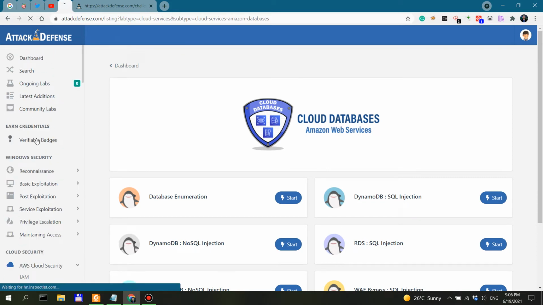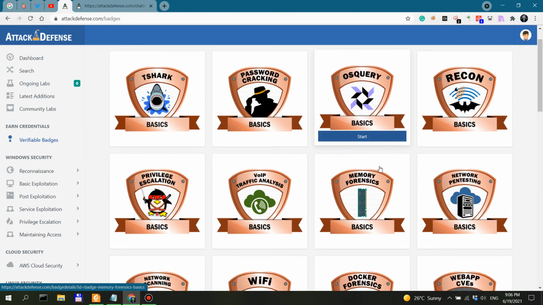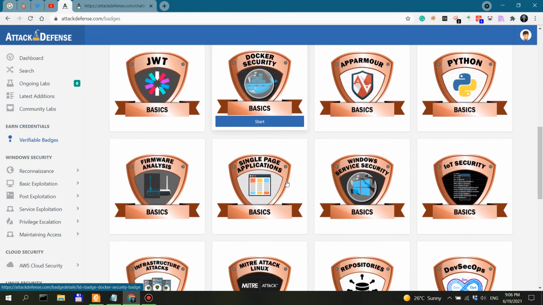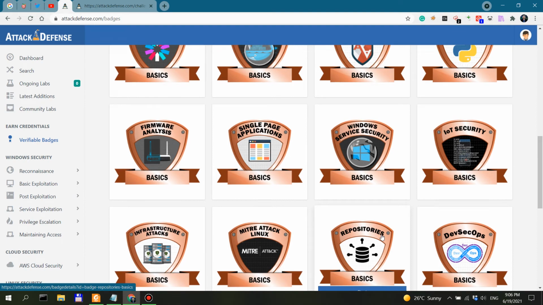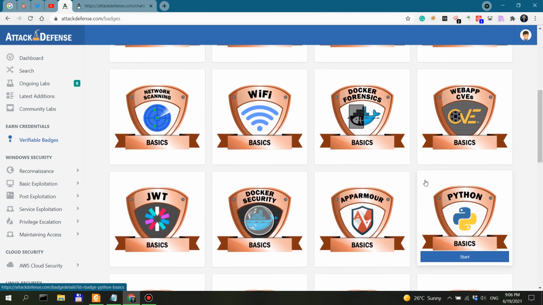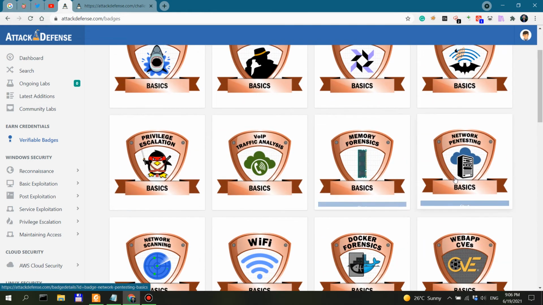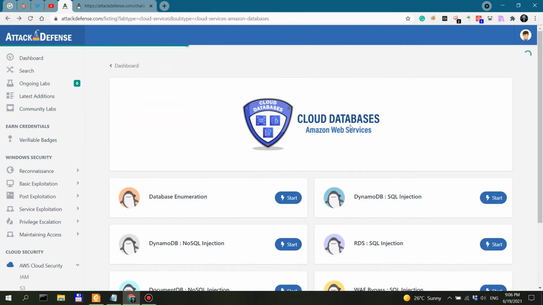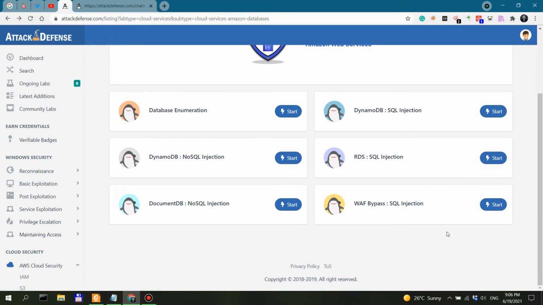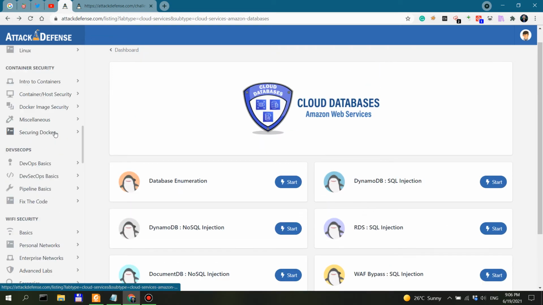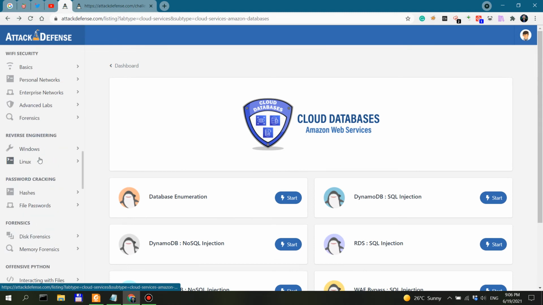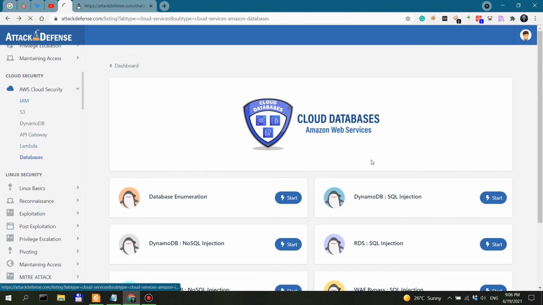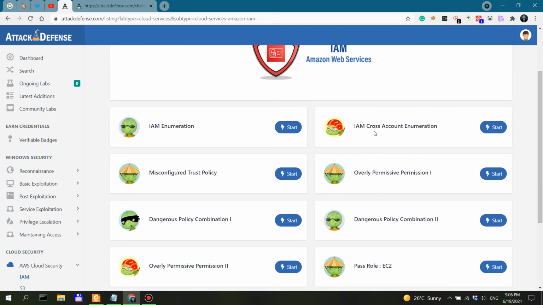Let's look at the verifiable badges. Something with cloud security in its title. Nothing, or I have issues with reading. Network memory recon, T-Shark. So I don't see any cloud badges, but in any case, I think this is really interesting, and as long as my time permits, I will be starting to go through each of these scenarios in future videos.